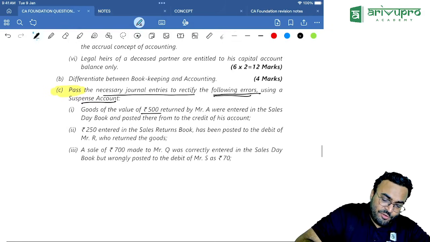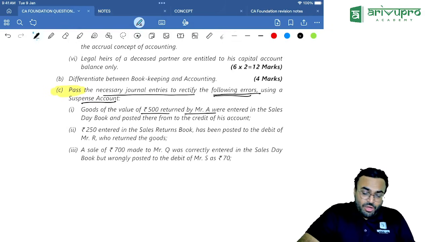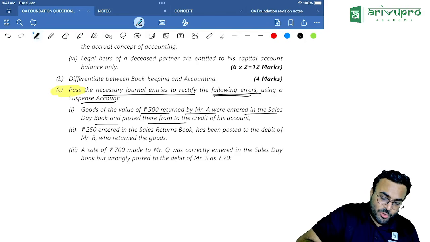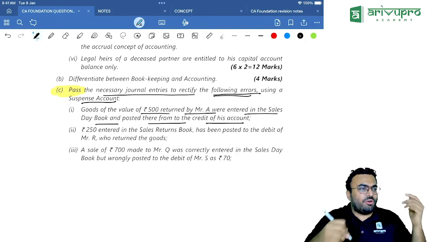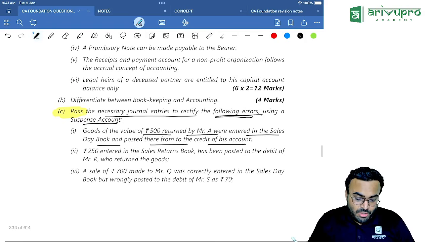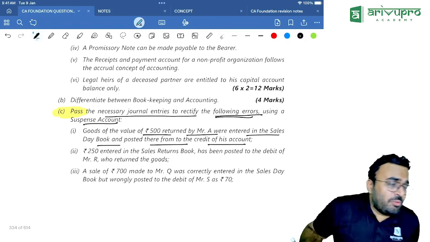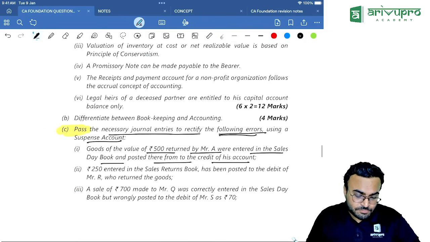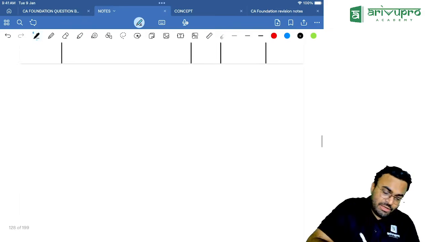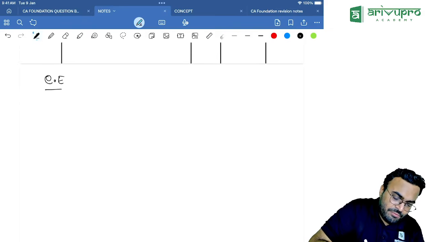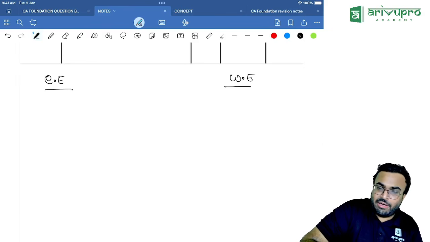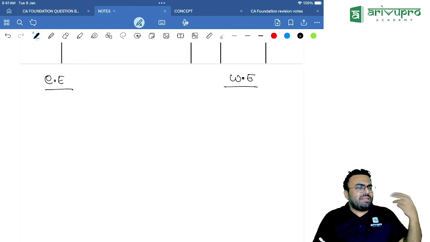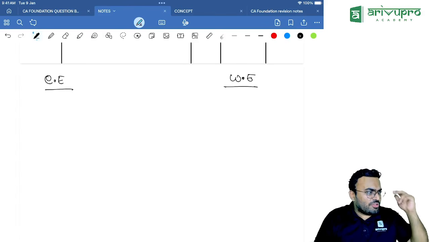Now, goods of the value of 500 returned by Mr. A were entered in the sales day book and posted therefrom to the credit of his account. Question number 1C, September 2024. Okay, so we need the correct entry, and I am also giving you the wrong entry. Clear? If you can skip this in the exam, you can skip this. If you're so thorough with it, you can skip it directly. It will save a lot of time.